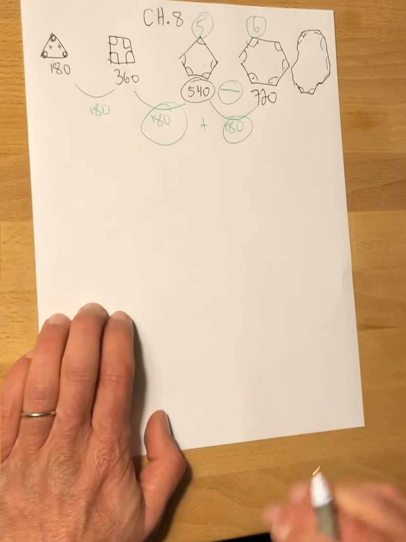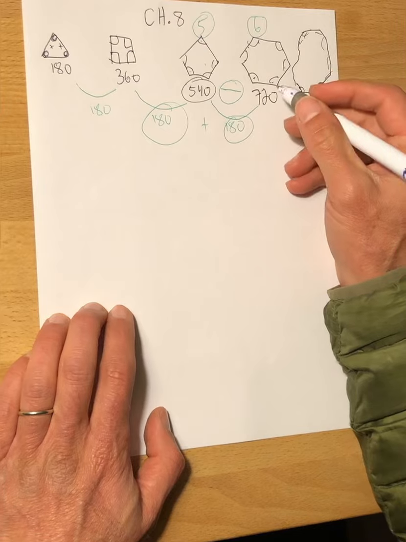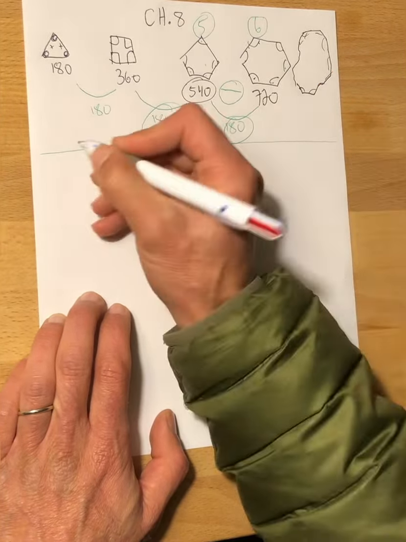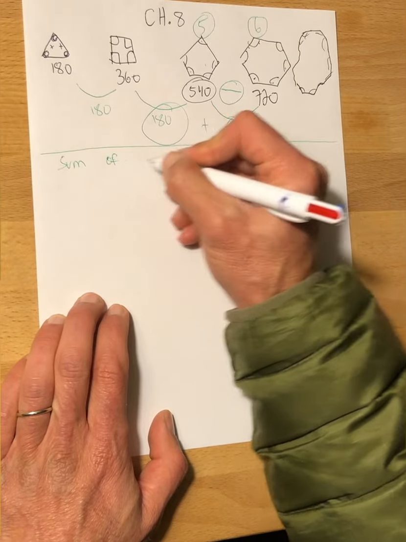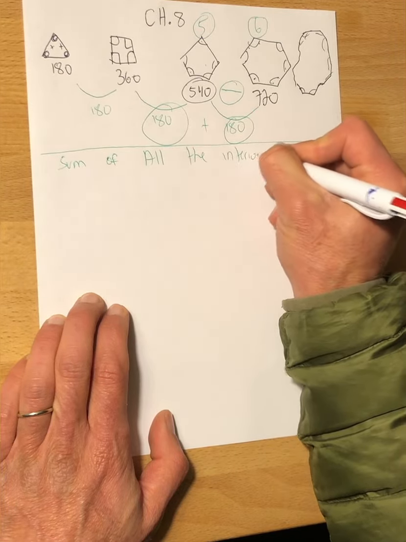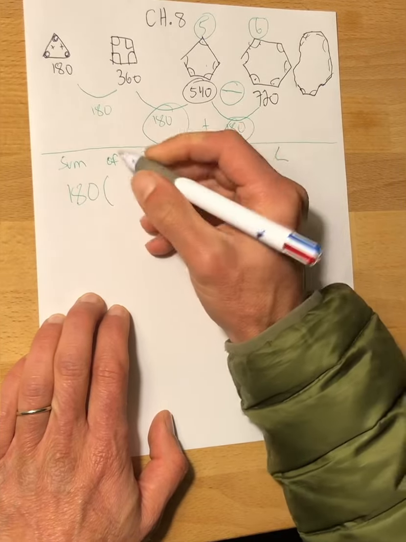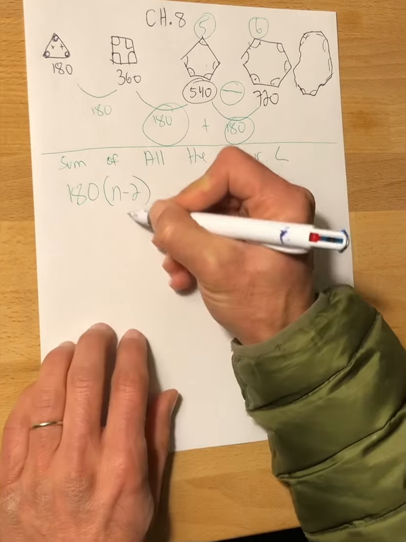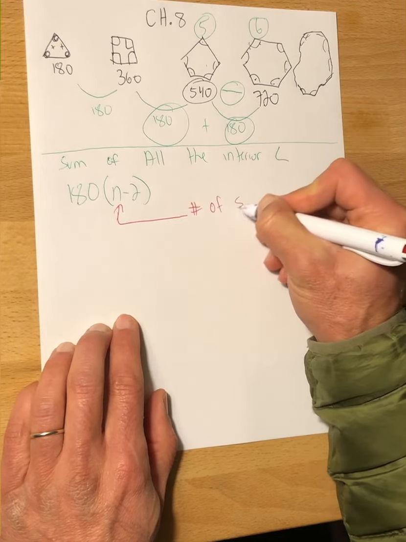When you add another side, you're technically adding 180. And I give you a formula on your notes. I say, okay, the formula for the sum of all the interior angles is 180 times n minus 2, where n is your number of sides.